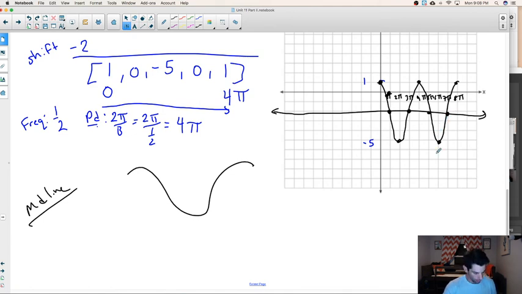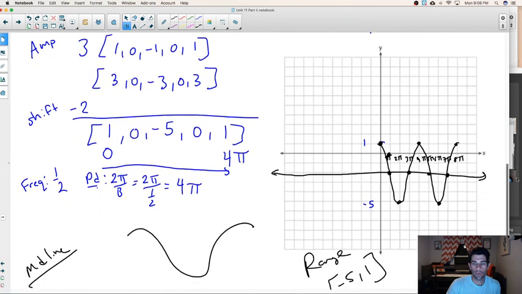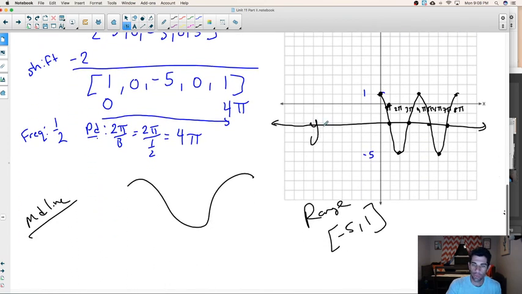We did it. The range went from the lowest point of negative 5 to the highest point of positive 1. And what else did they want? The equation of the midline, which was right here at y equals negative 2. There we go. Finished all of our shifts. We were probably going pretty good until we got to the end there.